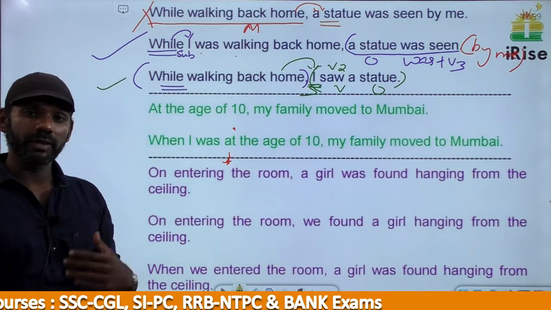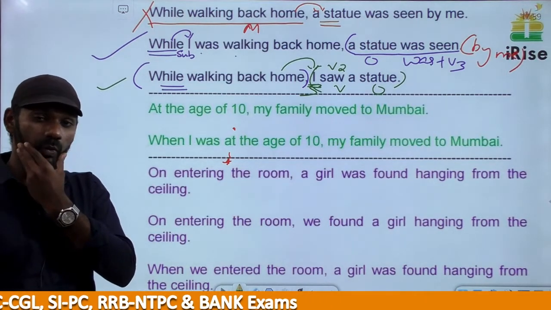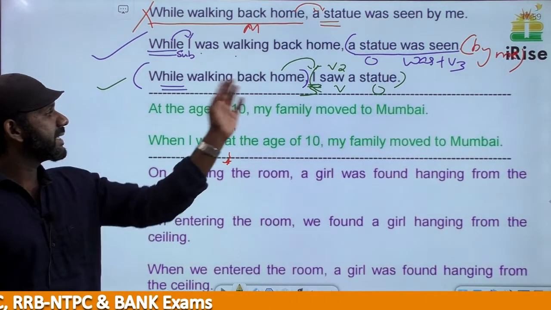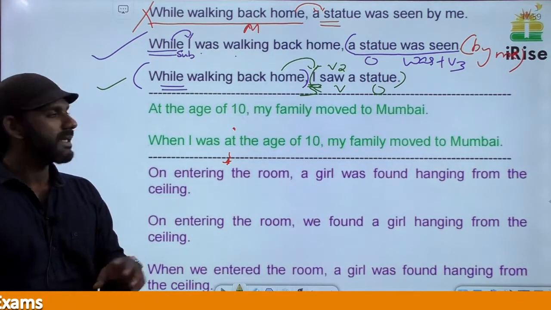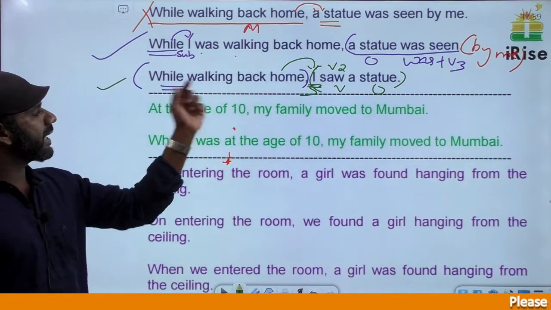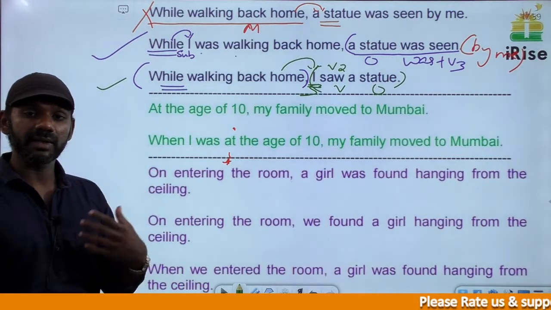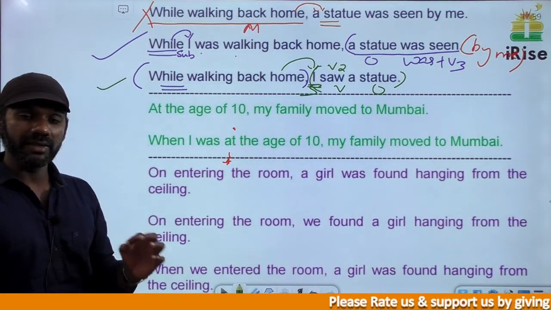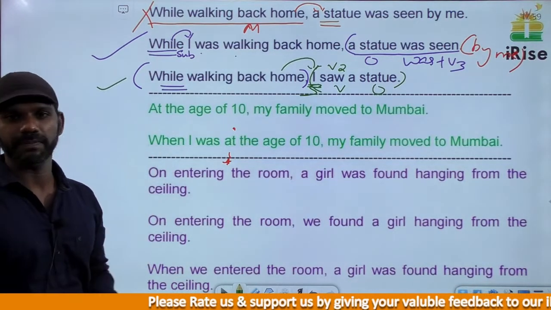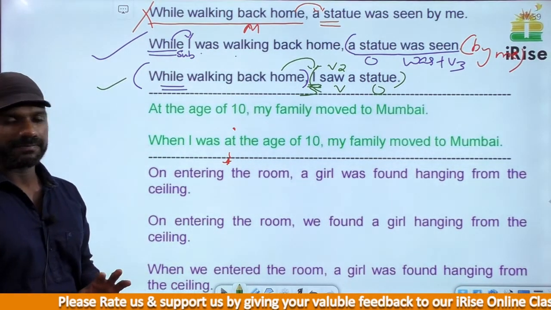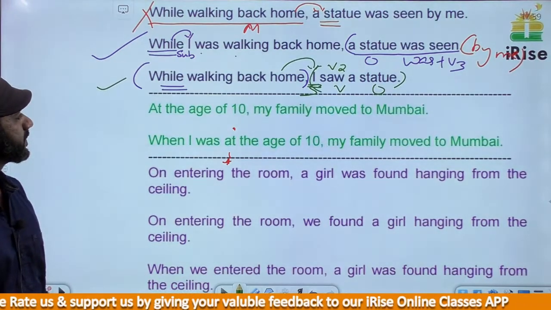While walking back home or when walking back home? While walking back home. In the idea containing when, ing cannot appear. I told you in the exceptions on tenses. In the idea containing while, ing can appear. In the idea containing when, ing cannot appear. So when walking back home is wrong usage. It must be while walking back. Got it? The next one.